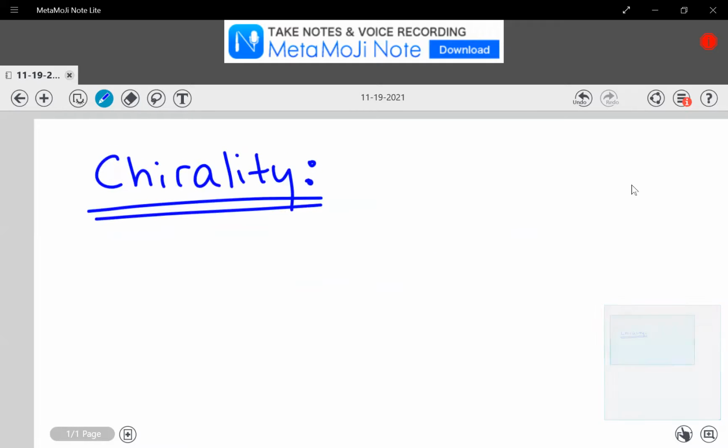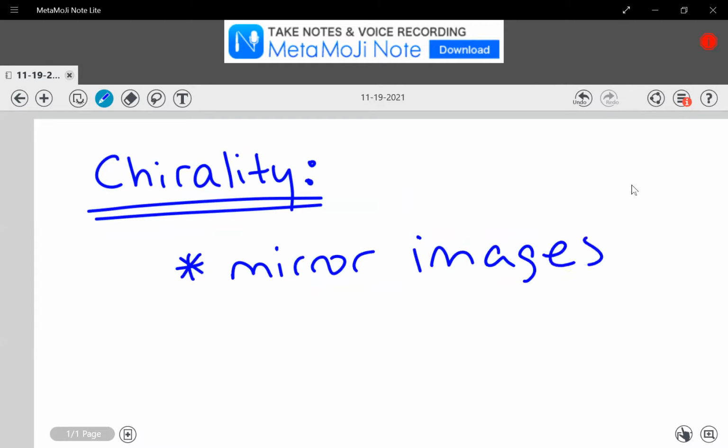Chirality just means that they are mirror images. And no matter how much you rotate, they don't match up.